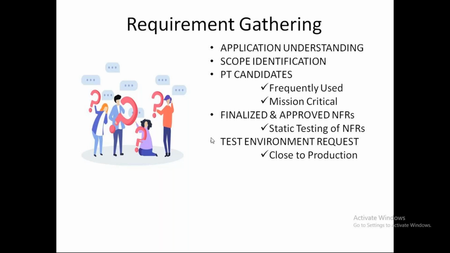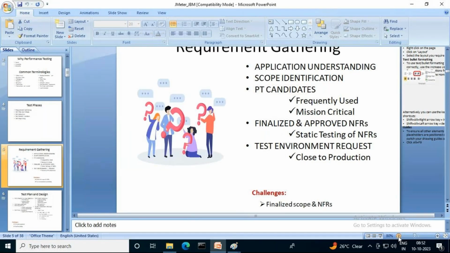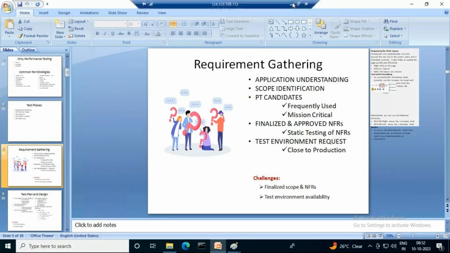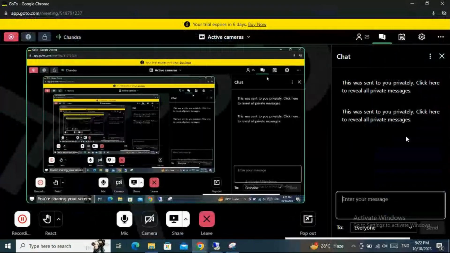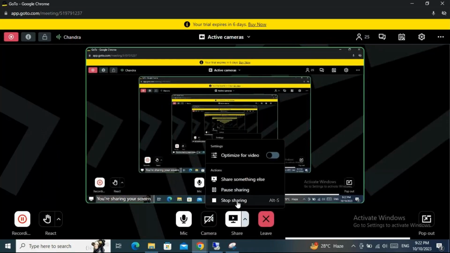So whenever you are going to do the performance testing, guys, give me a moment. I'll just quickly check if there are any messages or queries in the chat. I'll stop the sharing for a moment to check, and then I'll come back to it.